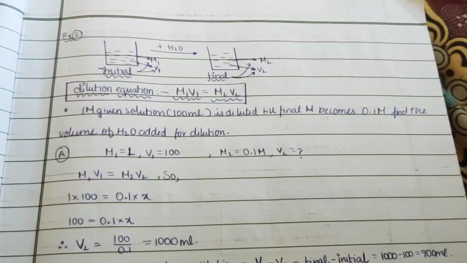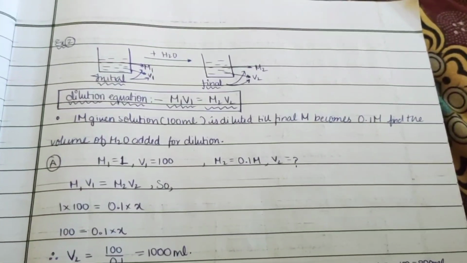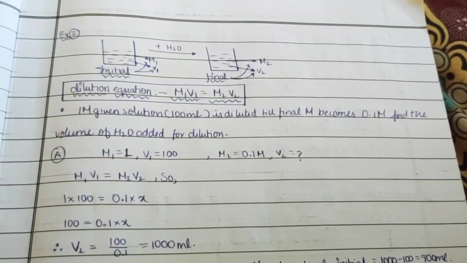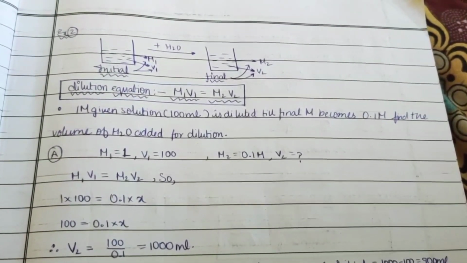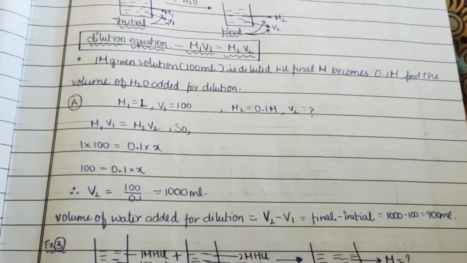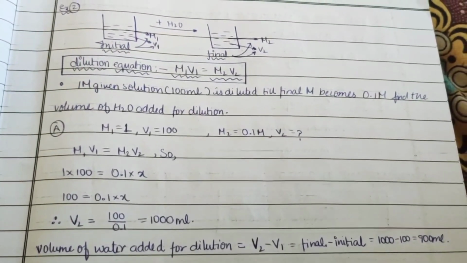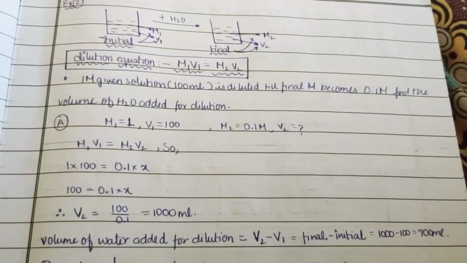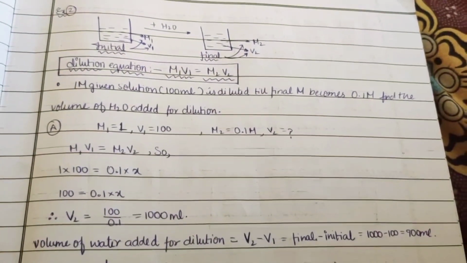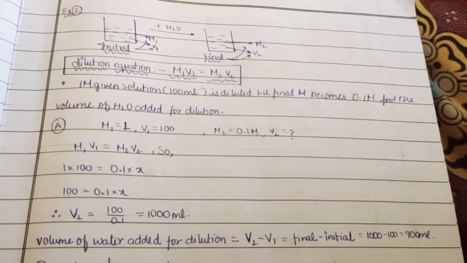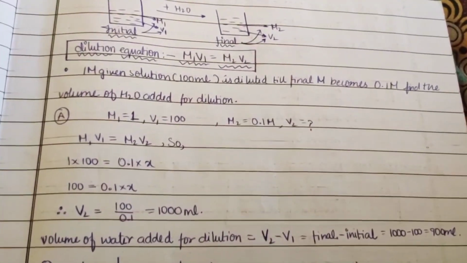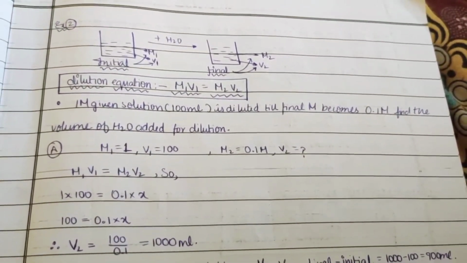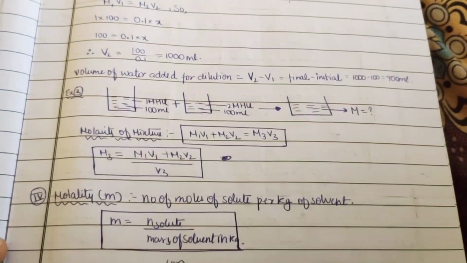they ask the volume of the water which is added for dilution, not the final. So we have to subtract final minus the initial, then we'll get the volume of water which is added for dilution. The volume of water added for dilution = V2 minus V1, final minus initial = 1000 minus 100 = 900 ml. So 900 ml is added to the initial volume to become the final volume, that is 1000.